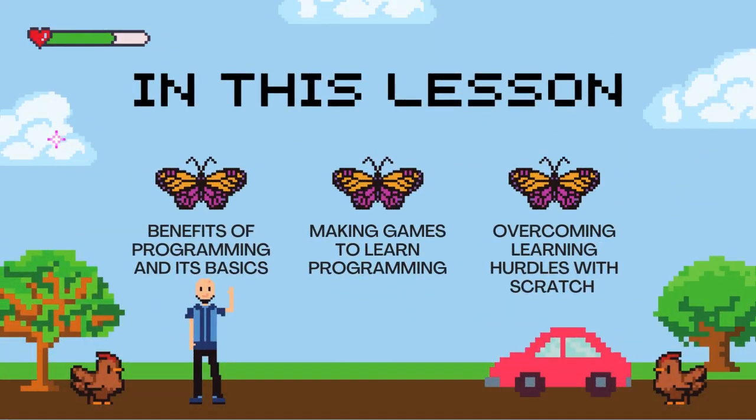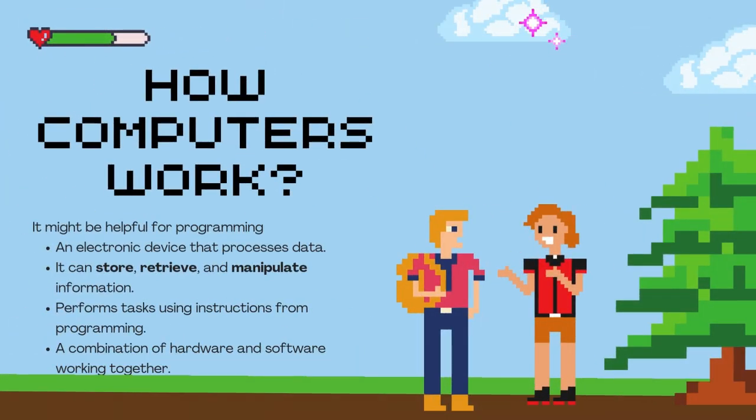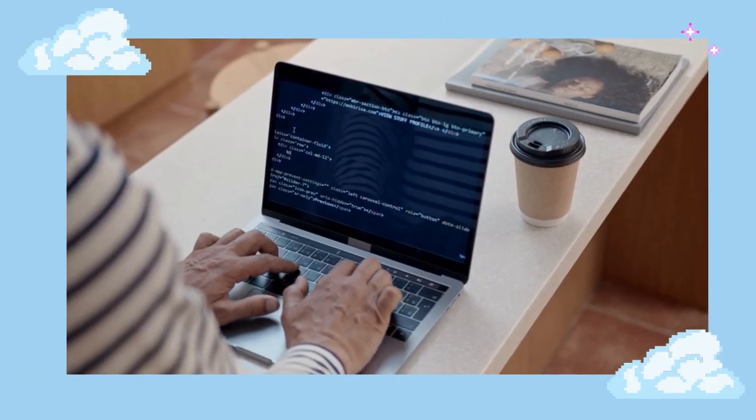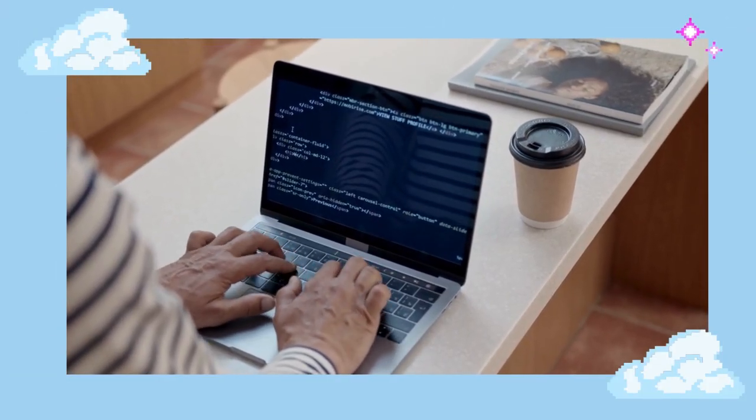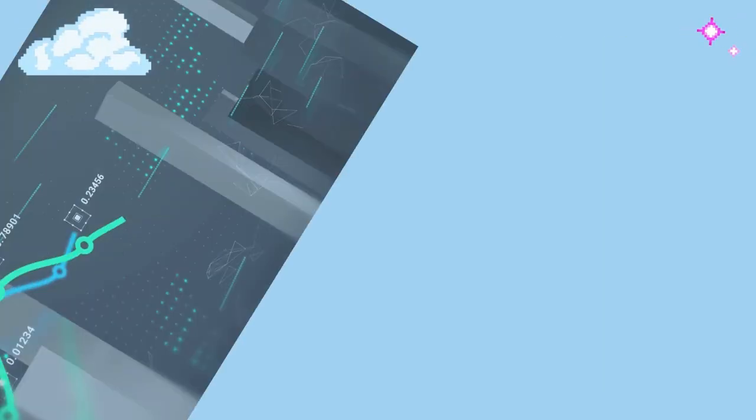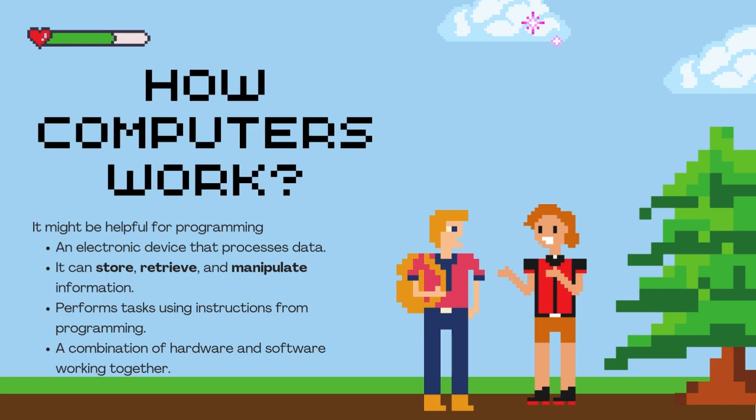In this lesson, we'll be talking about benefits of programming and its basics, making games to learn programming, overcoming learning hurdles with Scratch. Let's learn about how computers work. It might be helpful for programming. It's an electronic device that processes data. It can store, retrieve, and manipulate information. Performs tasks using instructions from programming. It's a combination of hardware and software working together.